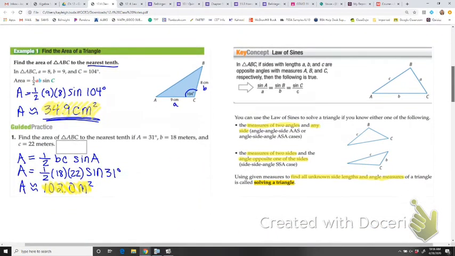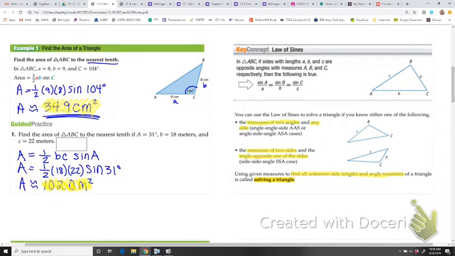Example 1. Find the area of triangle ABC to the nearest 10th. So it's important to understand that you're rounding to the 10th here, and it gives you everything that you need. It gives you the 2 side lengths, a and b, and it wants to know what the area of this is, if you know the included angle is 104 degrees.